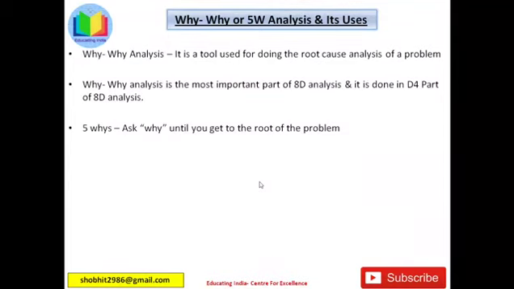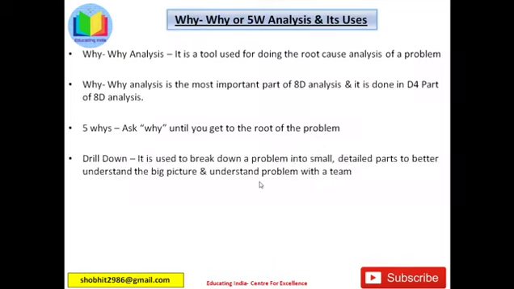5Y, ask why until you get to the root of the problem. It says that to ask why till you do not find the actual cause of a defect. Drill down. It is used to break down a problem into small detailed parts to better understand the big picture and understand the problem with a team. It means that 5Y analysis actually breaks the problem into smaller segments so that the details of the problem could be easily and clearly seen and could be understood properly.